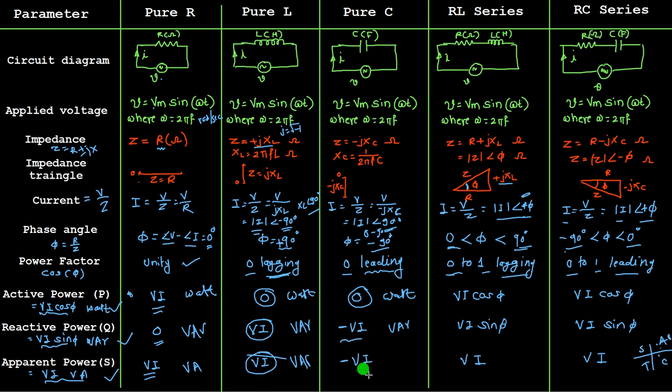What this minus is indicating is that the capacitance is supplying the reactive power. The inductor absorbs the reactive power, whereas the capacitance supplies it. As it is supplied, it is treated as a minus sign here. Again in the RL circuit, it is VI cos phi, VI sin phi, VI. In the RC circuit, it is also VI cos phi, VI sin phi, and VI.